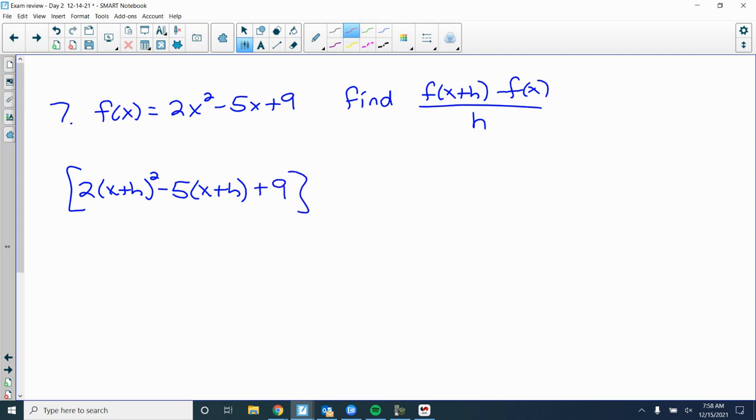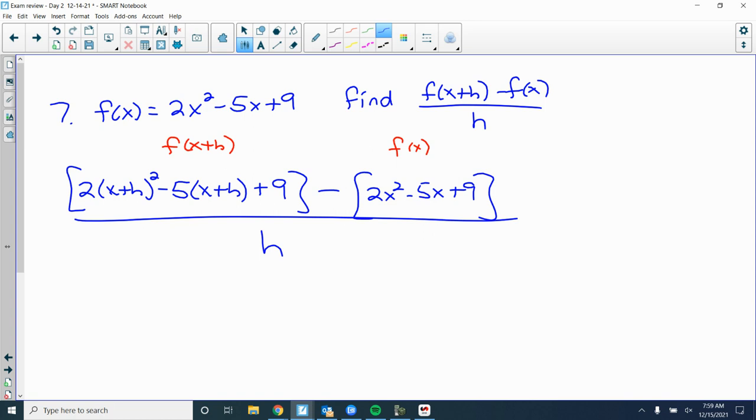All right, that is f of x plus h itself right there. So you take the x's out, you put in the quantity x plus h. Minus f of x. Well, f of x is the original function, 2x squared minus 5x plus 9. Okay, so that's your f of x. And the whole thing goes over h. All right, I'm just going to pause and let you get caught up. I don't want to get too far ahead.